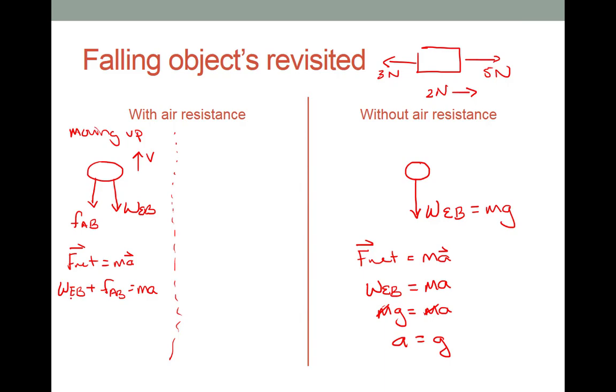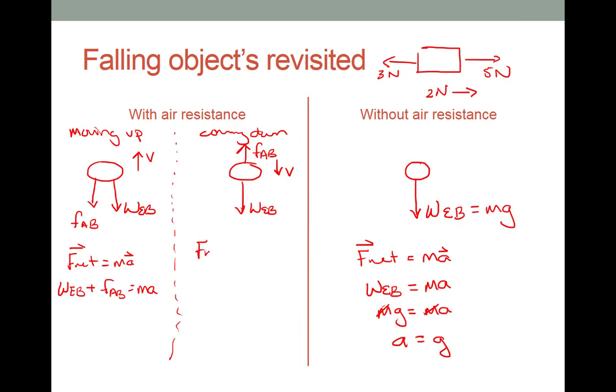And I get that the weight plus the friction equals ma. Okay, now the ball has moved up, hit the top, stopped momentarily, and now it's coming back down. When it's coming down, that velocity vector is now downward. Well, weight still points downward, but now the friction points upward.